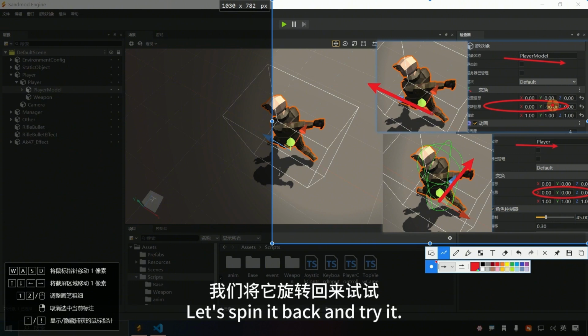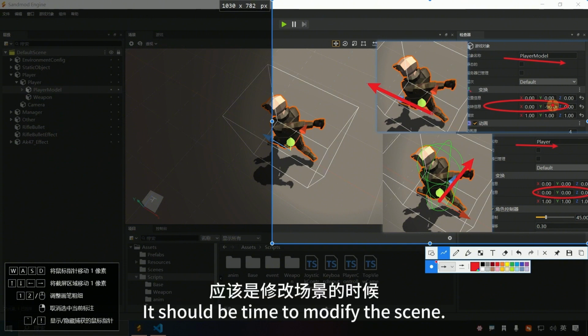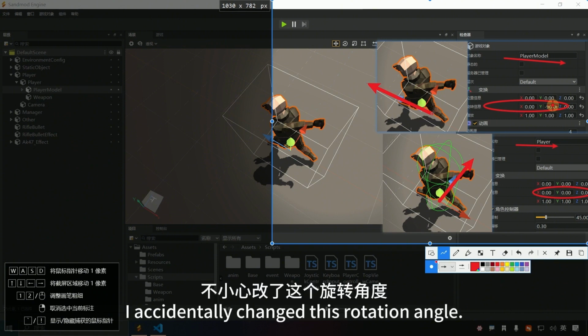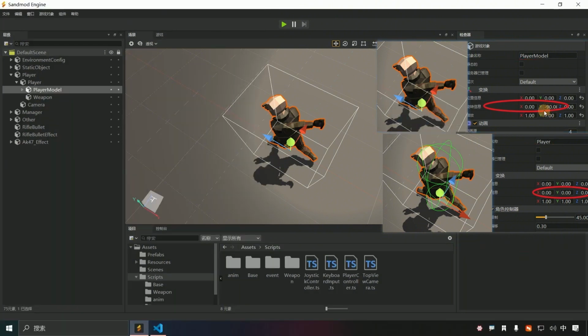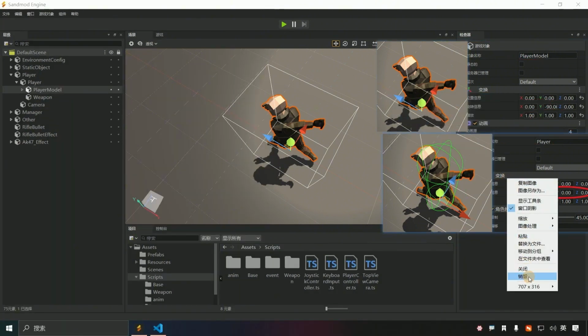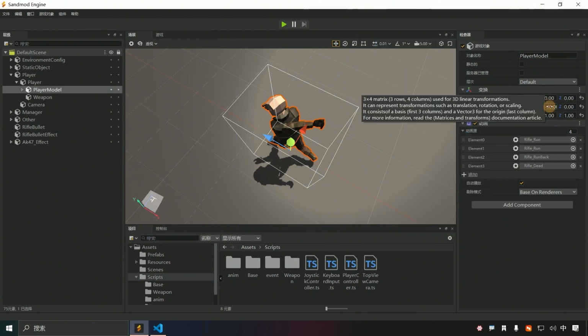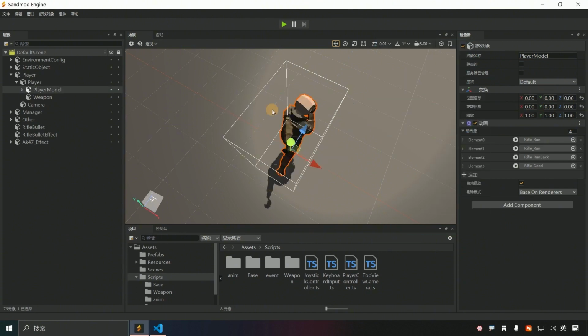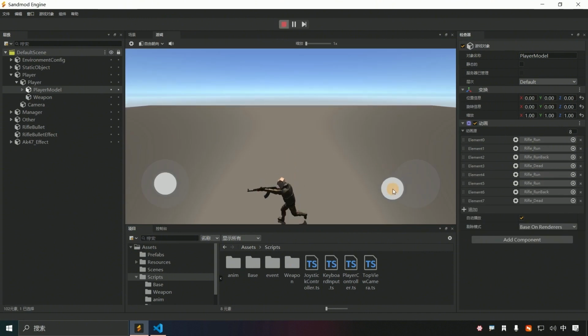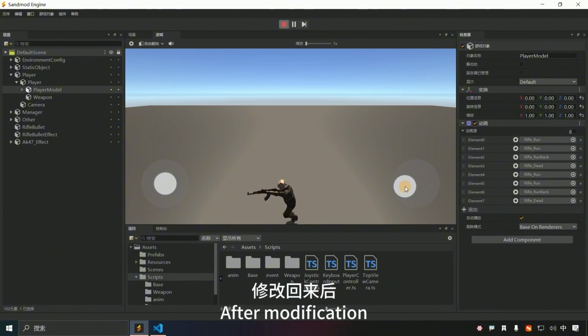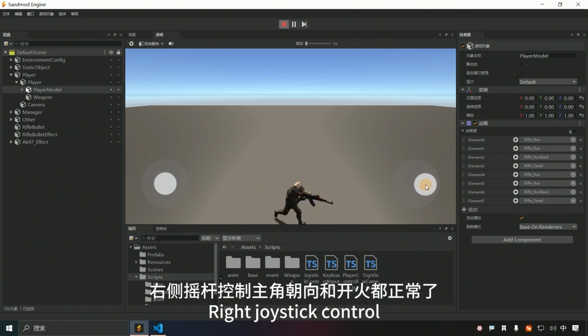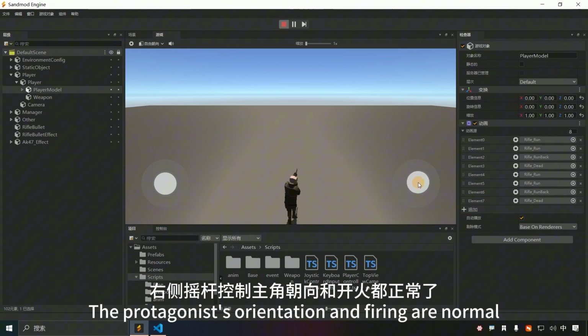Let's spin it back and try it. It should be time to modify the scene. To test, I accidentally changed this rotation angle. We found that after modification, with right joystick control, the protagonist's orientation and firing are normal.